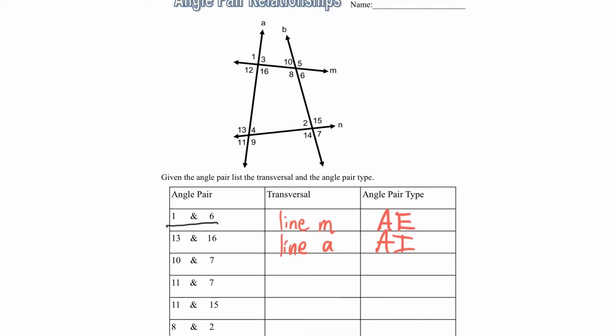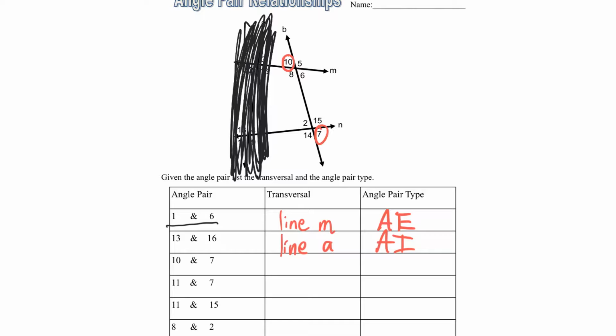Okay, next one is 10 and 7. So here's 10, here's 7. I'm going to cover this up because that has nothing to do with it. Make this easier to see. Okay, now there's the walls. So between here is the interior. So 10 and 7, are they interior or exterior? Exterior. They're exterior. They're not on the inside.